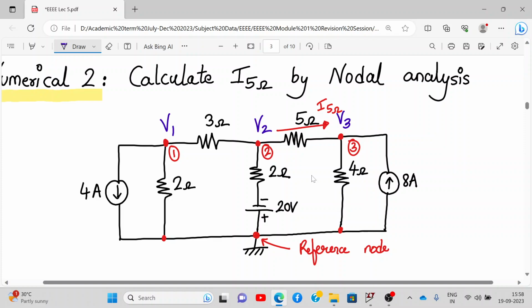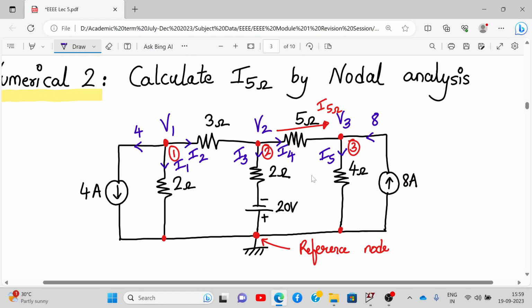Now I have to define the currents. Here this is the outgoing current, actually this is 4 ampere. Here also I'll define it as outgoing. This is I1. Here also outgoing as I2. Current flowing over here, I'll define as I3. Current flowing over here, I'll define as I4. Current flowing over here, I'll define as I5. Now notice one thing, all the currents which have not been defined, I've defined as outgoing only. That's the practice which we need to follow. And this is the incoming current to node 3, 8 amperes.